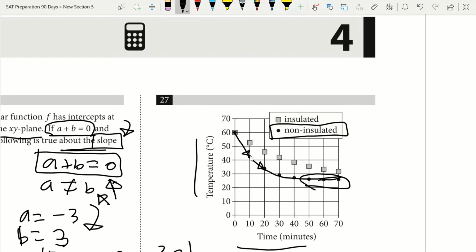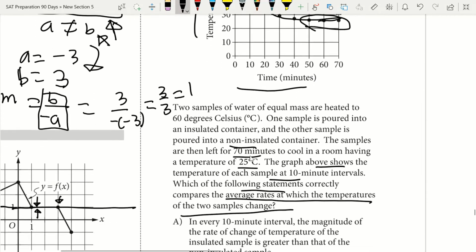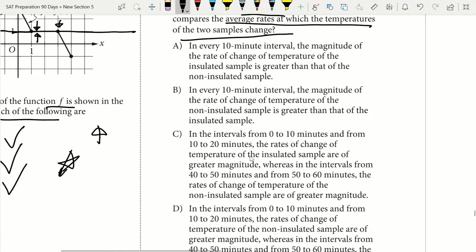Okay, whereas my insulated container, we have pretty much steady change going down here, and really pretty much a steady change overall, whereas it's very, very drastic at first with the non-insulated, and then pretty much no change with the non-insulated after basically about 40 minutes. So I'm going to look for an answer choice that says that. Okay, I see A and B.